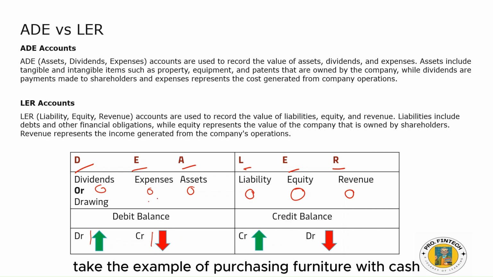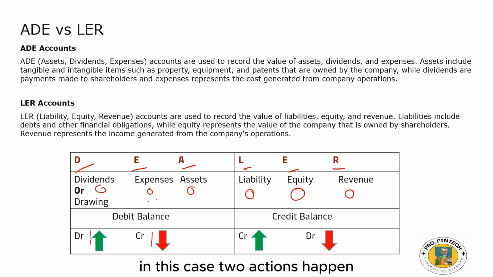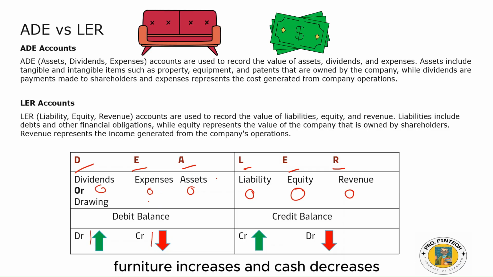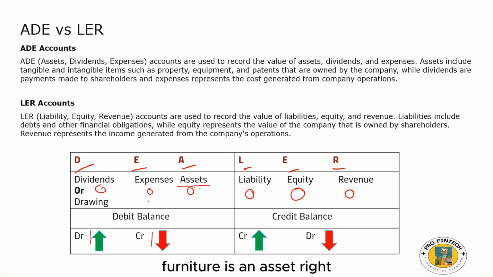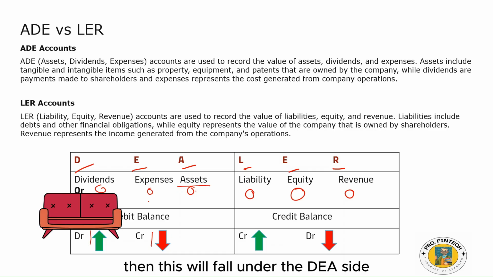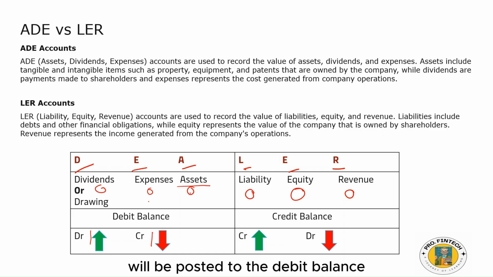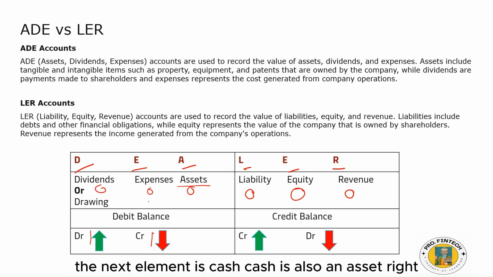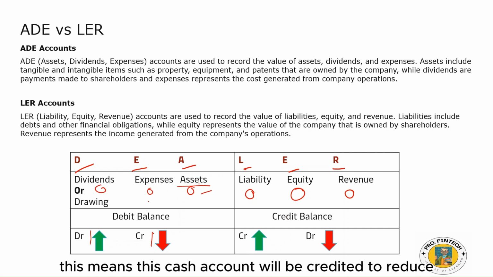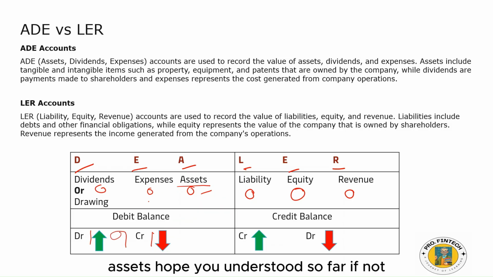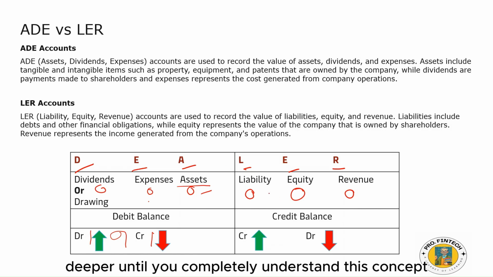Take the example of purchasing furniture with cash. In this case, two actions happen. Furniture increases and cash decreases. Now classify the correct entry to debit or credit. Furniture is an asset, right? Then this will fall under the DEA side, meaning an increase in assets will be posted to the debit side. The next element is cash. Cash is also an asset, right? But is cash increasing or reducing? It's reducing as we paid to purchase furniture. This means the cash account will be credited to reduce assets. Hope you understood so far. If not, don't worry. We will dive deeper until you completely understand this concept.